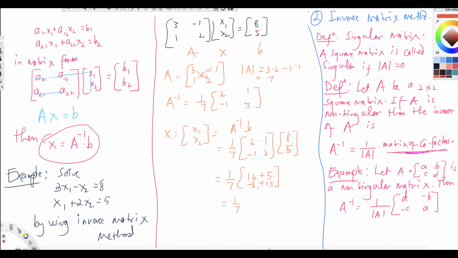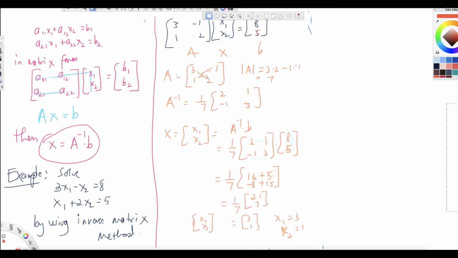So what do you get? 1 over 7, and then you get 16 plus 5 is 21, and this one is 15 minus 8 is 7. So on the left side you have x1, x2, and on the right side, if you multiply each element of the matrix by 1 over 7, you get 3 comma 1. So x1 equals 3 and x2 equals 1. This is what you get. Okay, guys, this is how you solve a pair of equations by the inverse matrix method.